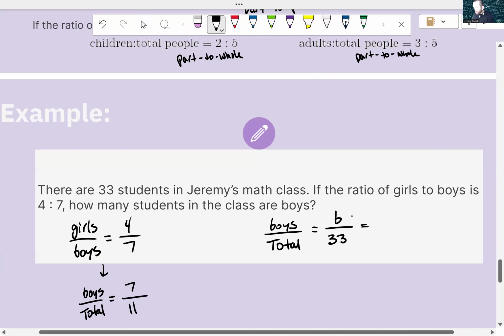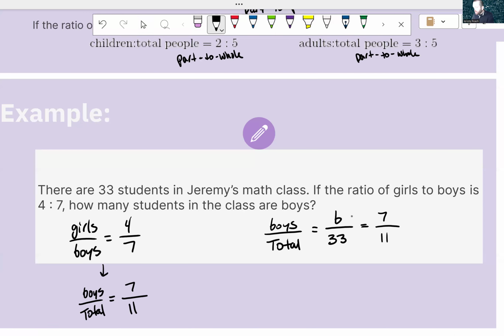Now we can write this ratio over here, 7 to 11. Cross multiply, we get 11b equals 33 times 7. 11b equals 231. And divide by 11 on both sides. And that's going to give us b equals 21. So if there are 33 students in the class, 21 of them are going to be boys with this given ratio of 4 to 7.